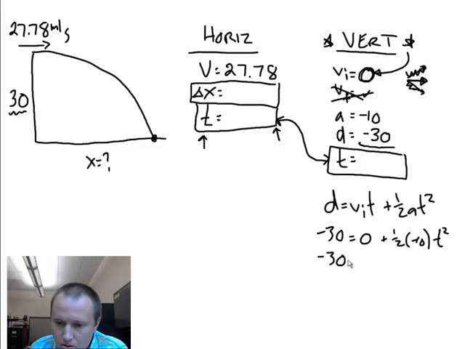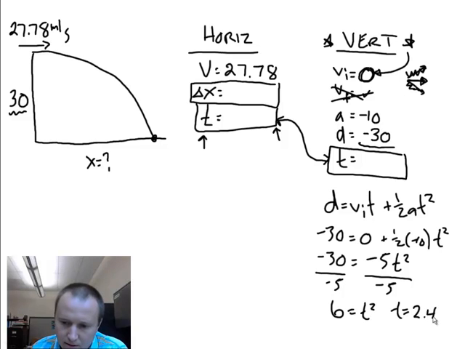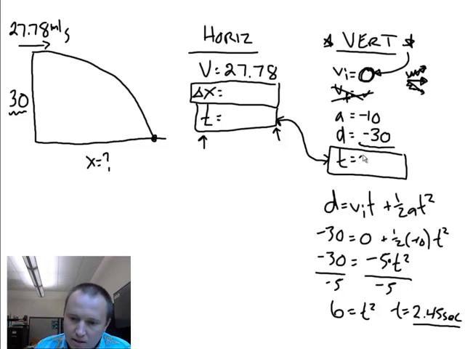Now this is where some of you are still making this algebra mistake. I need to divide by negative 5. And so I have 6 equals t squared. So I get the time to be like 2.45 seconds. Okay. The mistake is people aren't dividing first. They're just squaring it, and they're getting weird answers. So that is 2.45 seconds.